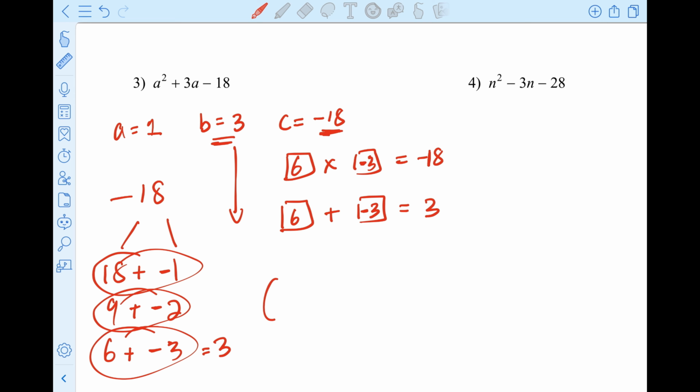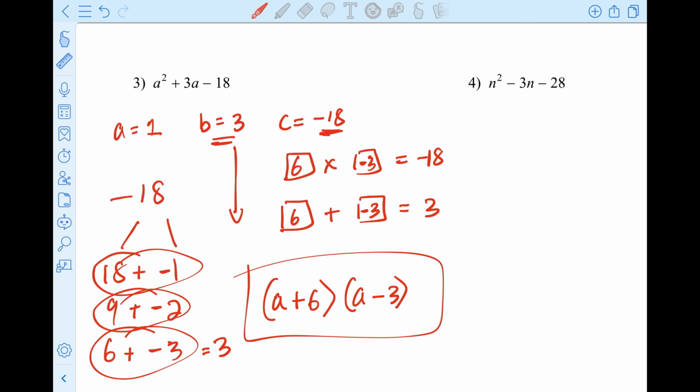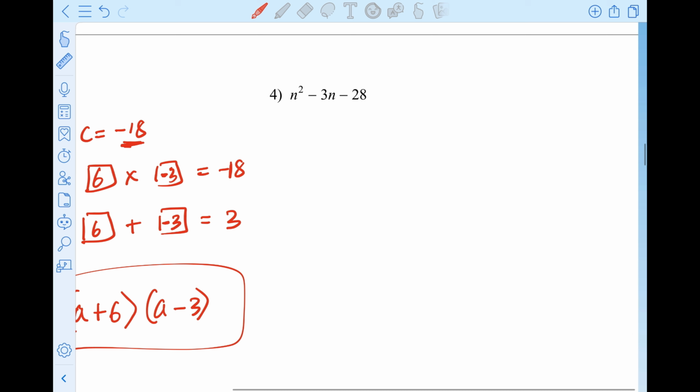So my answer would be, well, it's not x, but a: a plus 6 because it's positive 6, a minus 3 because it's negative 3. All right, let's do another one.